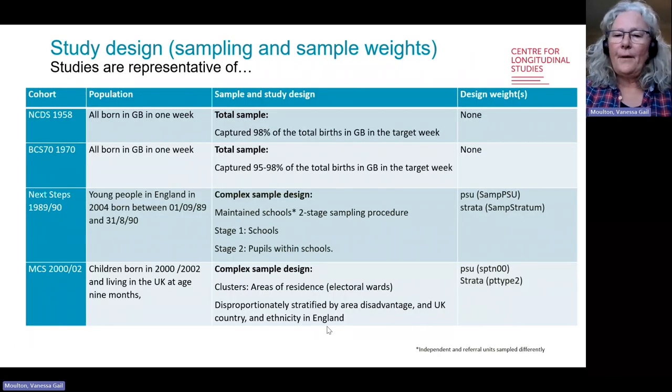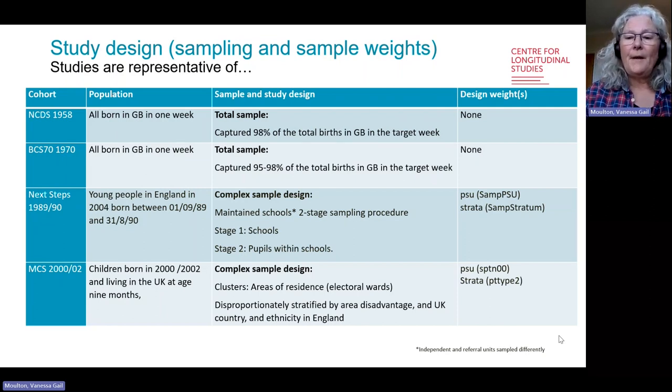Okay, so there are a number of areas that you should think about in your work using the cohorts. The first is study design and sample population. I've put this all on one slide to try and highlight the similarities and differences between the cohorts. One of the first things to understand is the populations the studies are representative of, and how the study design then relates to that population and sample. So if you remember, the 1958 and the 1970 cohorts were all born in Great Britain in a particular week. So that's the original population.